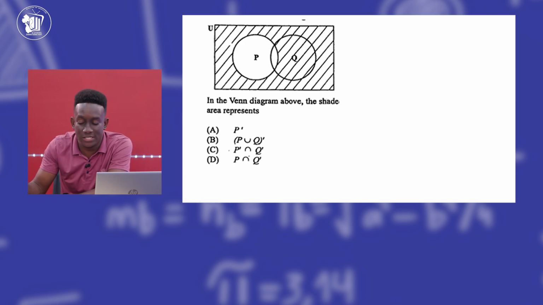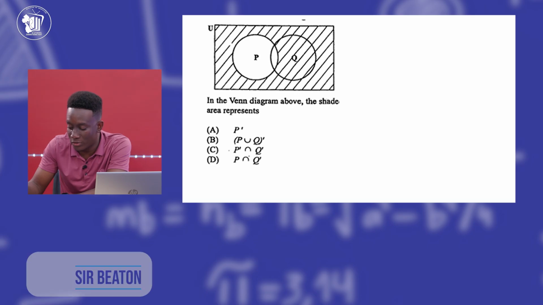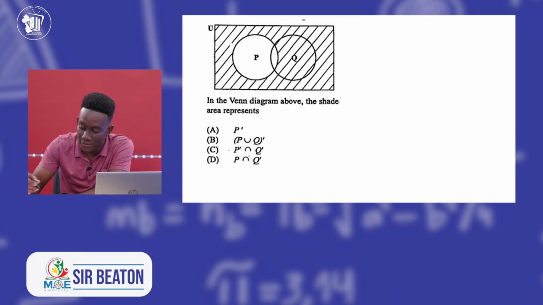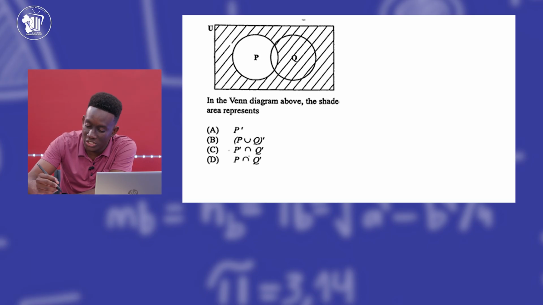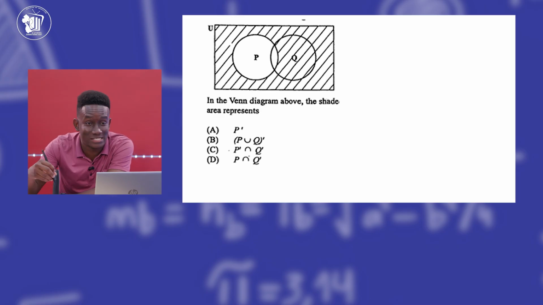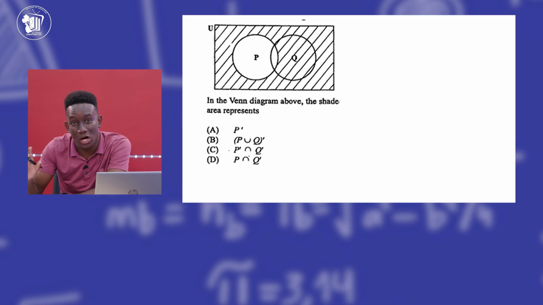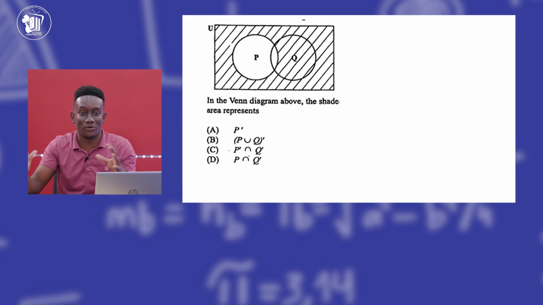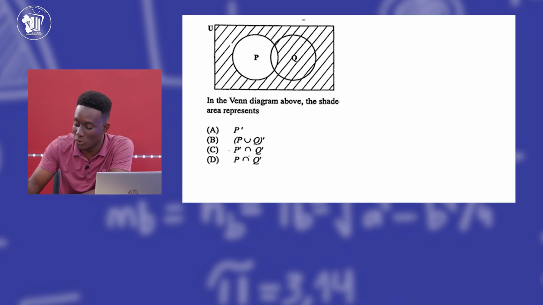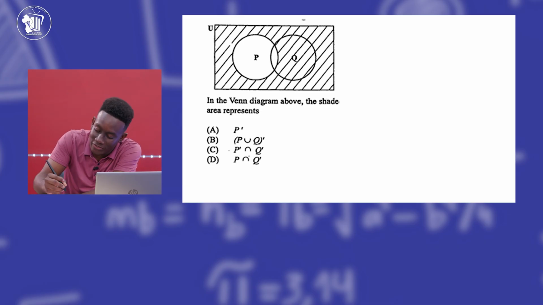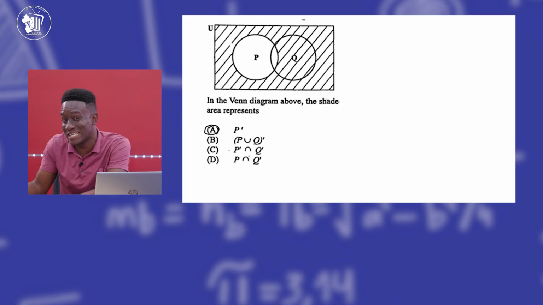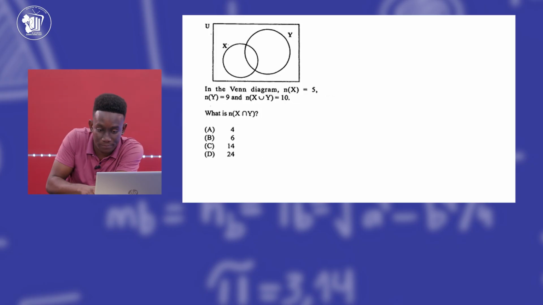The next question says, in the Venn diagram above, the shaded area represents... We see everything is shaded except P. So the shaded area would be everything outside of P. How do we represent, in terms of sets, something that is outside of a set? We know complement. Everything is outside of P, so the answer here would be P complement, because everything outside of P is shaded.